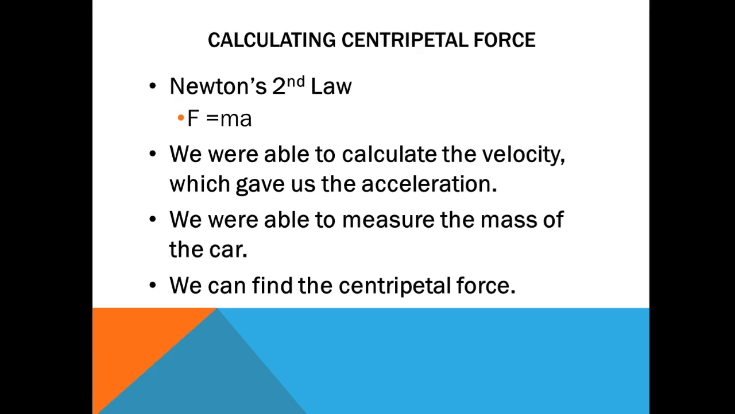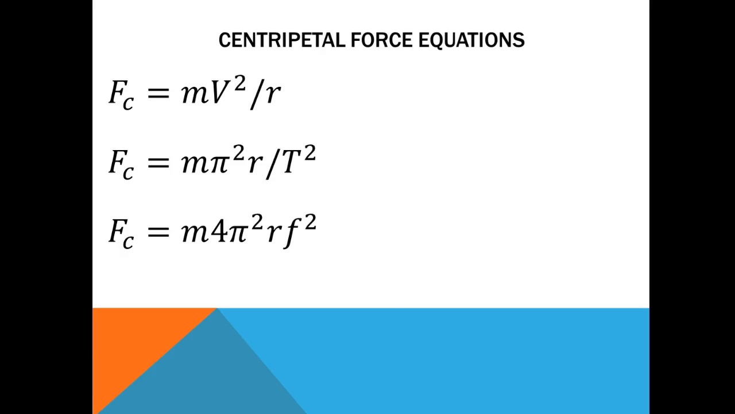Whenever we have to calculate centripetal forces, we're going to use some of the same force equations we've used before. So we're looking at Newton's second law. This is the net force equals mass times acceleration. Using this, we were able to calculate the velocity, which gave us the acceleration. We're able to measure the mass of the car, and then by doing that, we can find the centripetal force. Using these formulas, we can find the velocity, the period, the frequency, etc.